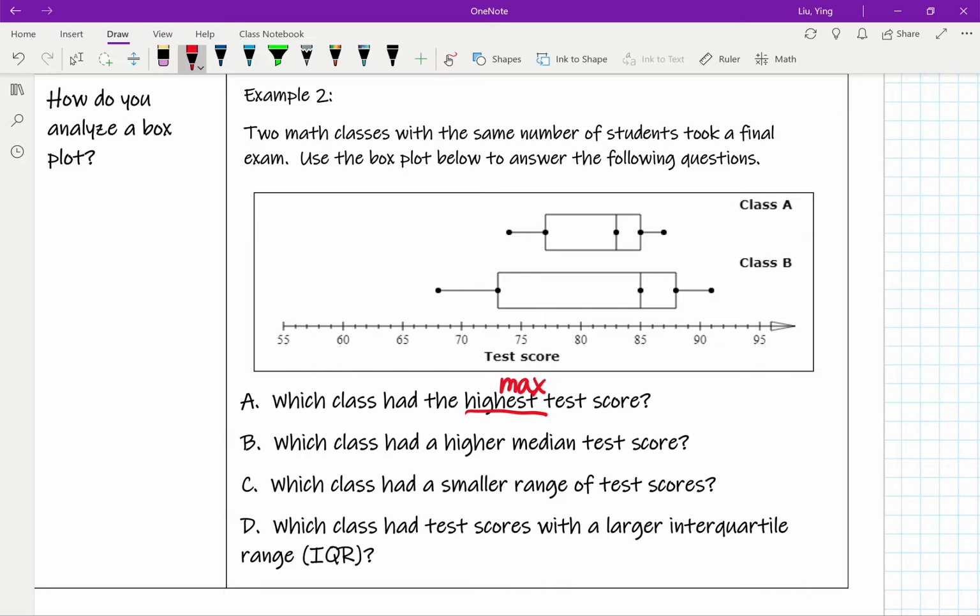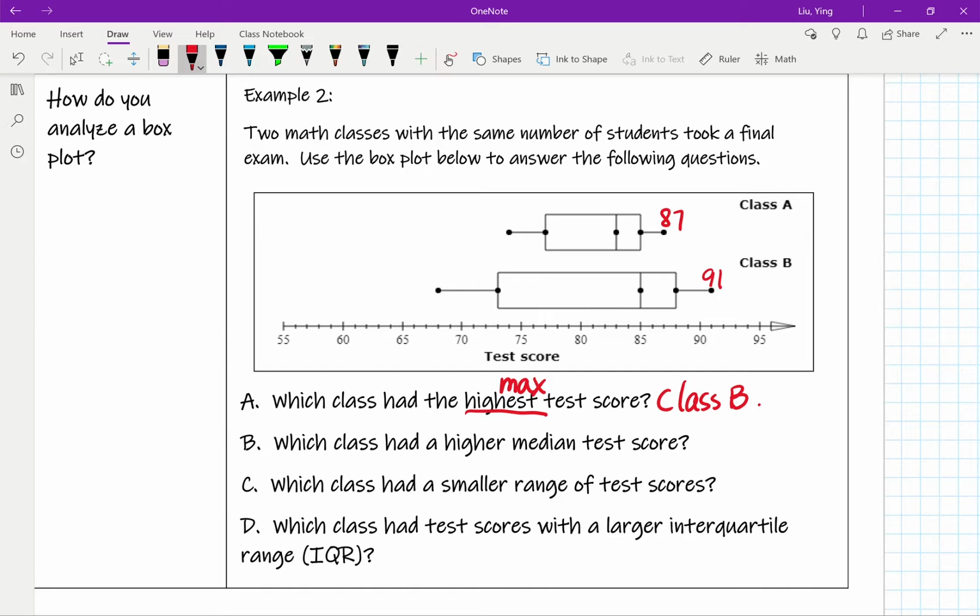The maximum of class A is 87. The maximum of class B is 91. Comparing these two, which one has the higher number? Well, it's going to be class B because it has a greater maximum number.